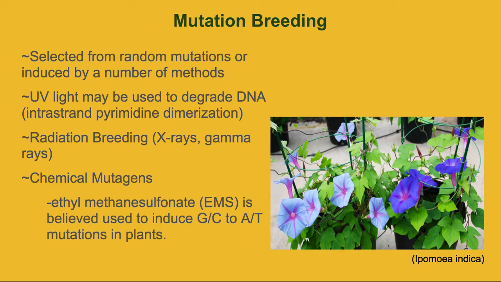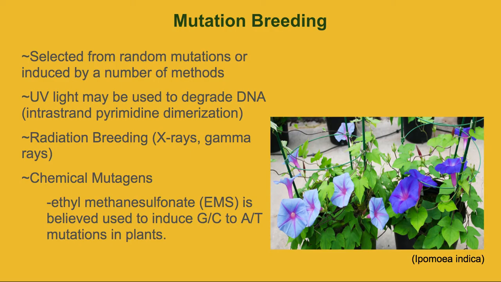What you see in the image here at the right is a pair of morning glory plants. The one on the right, the deeper blue color, is actually the wild type, or natural form of the plant, and the one on the left has been treated with gamma radiation, which ultimately led to a lighter color in the flowers.